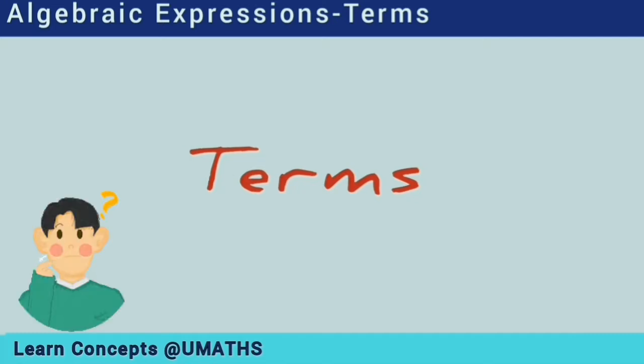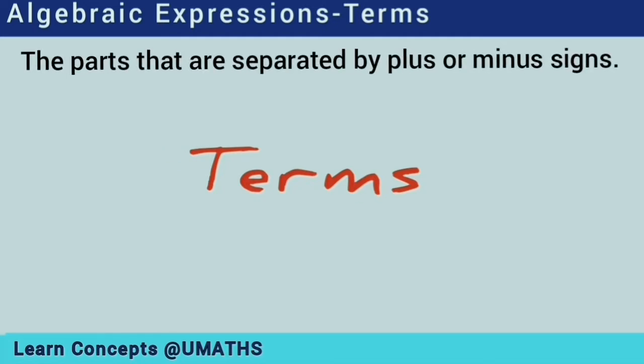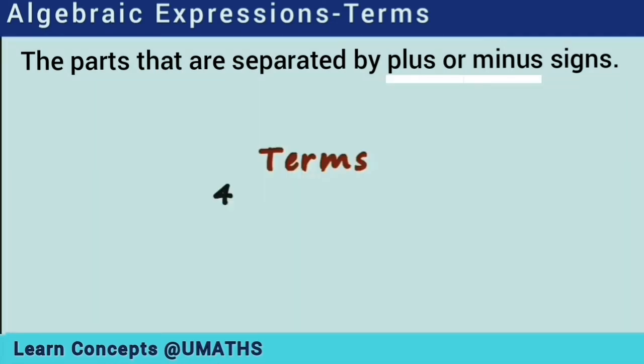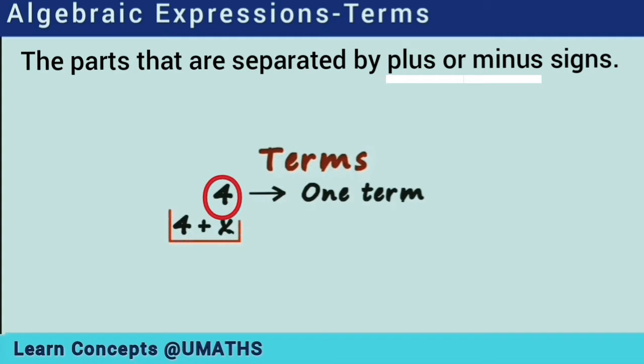You must be thinking, what does term mean? Let us understand this. Terms of expressions are the parts that are separated by plus or minus signs. Look at the number 4. It's just one term. What about 4 plus x? How many terms do we have in this expression? Yes, 2 terms, 4 and x.